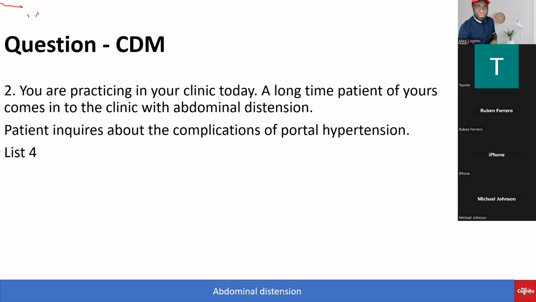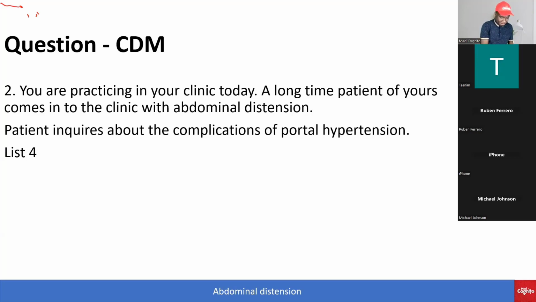You are practicing in your clinic today. A long-time patient of yours comes to the clinic with abdominal distension. The patient inquires about the complications of portal hypertension. Okay. What are the complications of portal hypertension? Esophageal varices. There will also be splenomegaly, hepatomegaly. So it can cause splenohepatomegaly, right? Beautiful. Let's go on.